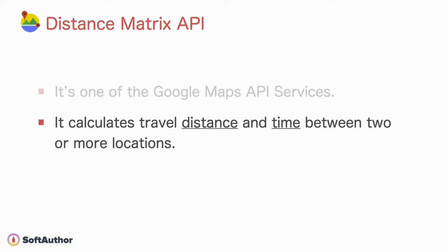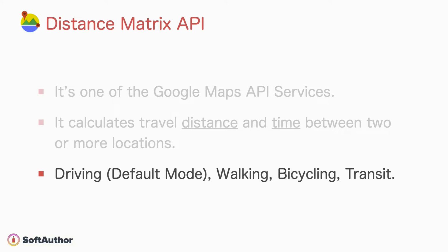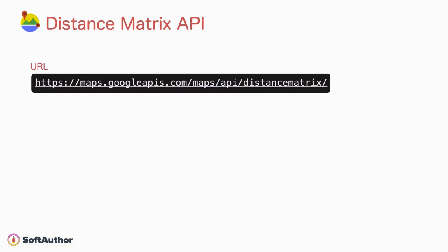It calculates travel distance and time between two or more addresses based on transportation modes, such as driving, walking, bicycling, and transit. Here is the distance matrix base URL: https://maps.googleapis.com/maps/api/distancematrix. It takes one required route parameter and three required query parameters.